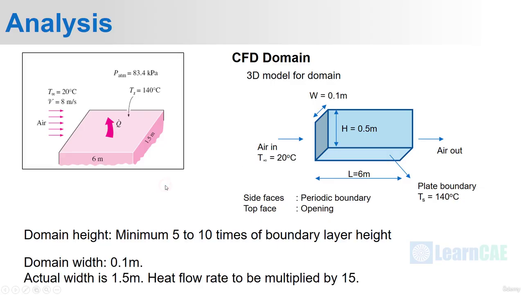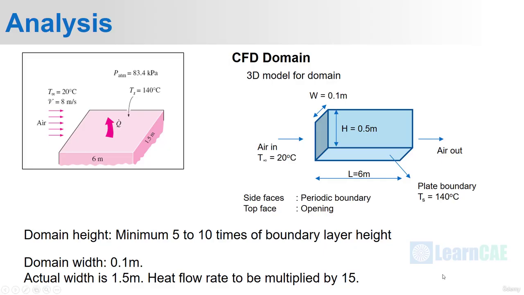Next, the domain width is chosen as 0.1 meter and the actual width is 1.5 meter. You can see here. So the heat flow rate which we calculate for this domain can be multiplied by 15 to find out the overall heat transfer rate. We have chosen this smaller width because we can reduce the computational mesh so that we will be able to solve with a lesser number of mesh and with lesser time.